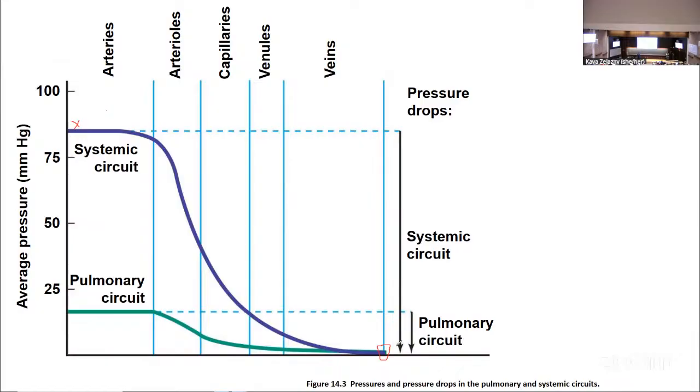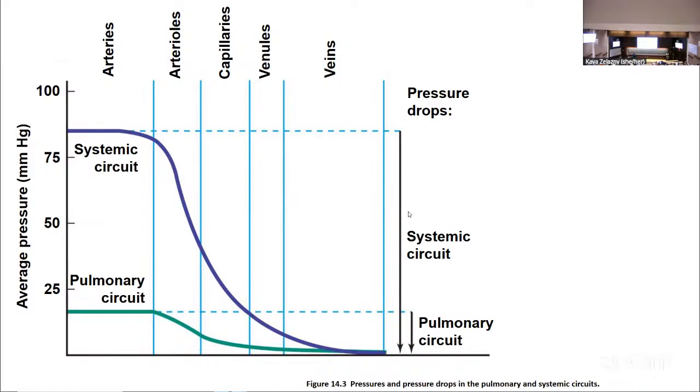our pulmonary circuit. But if we look at the difference between the systemic and pulmonary circuits, we can see that in our pressure gradient, our pulmonary arteries are at a much lower pressure than our systemic circuit is.